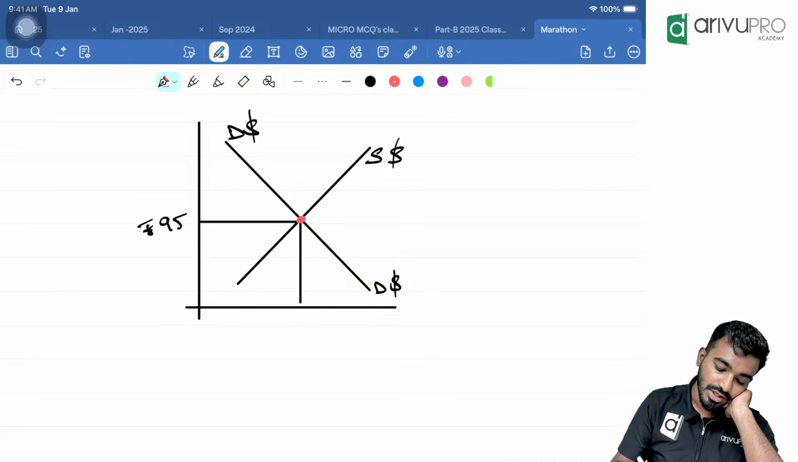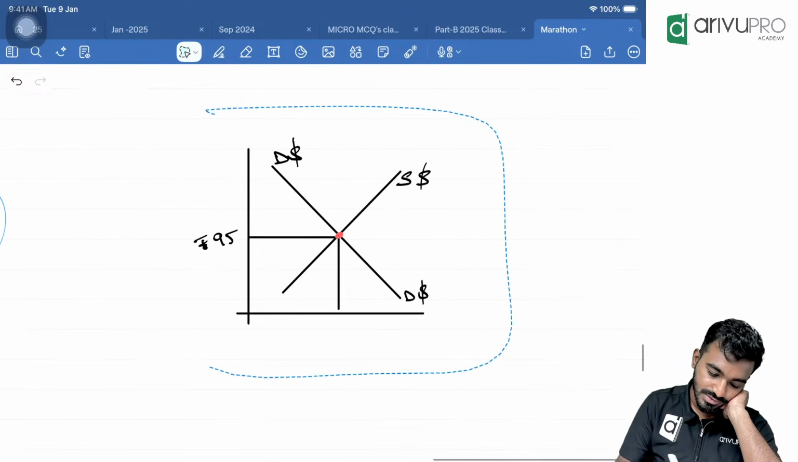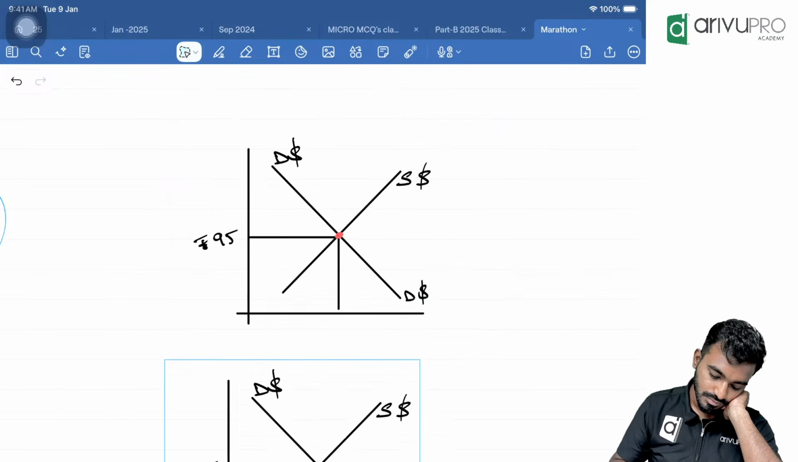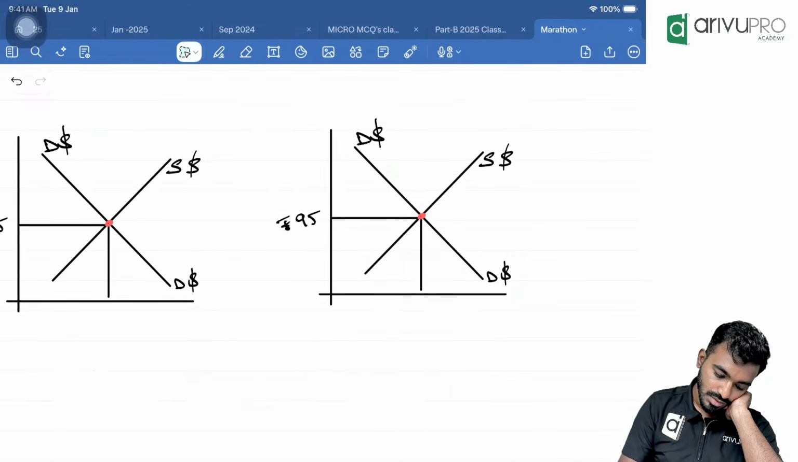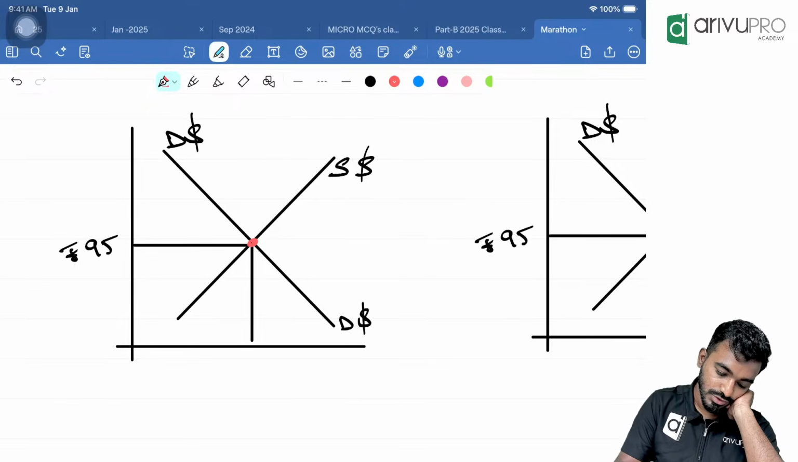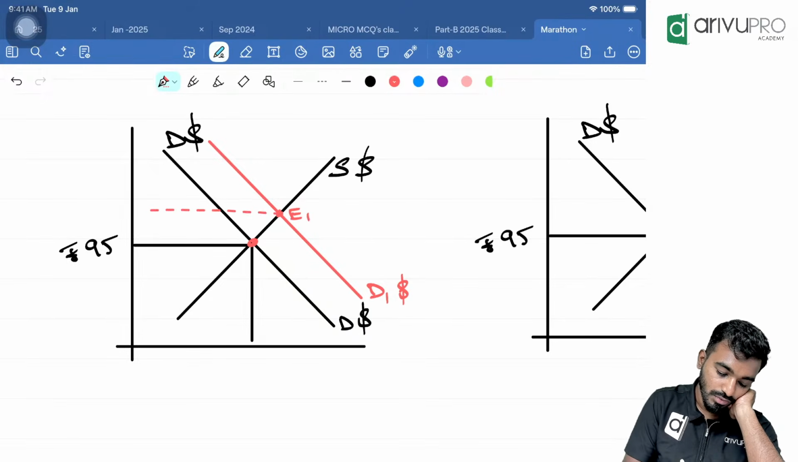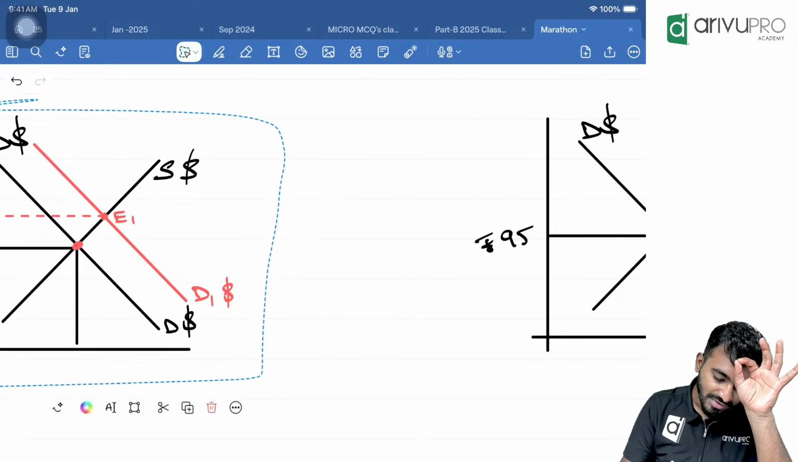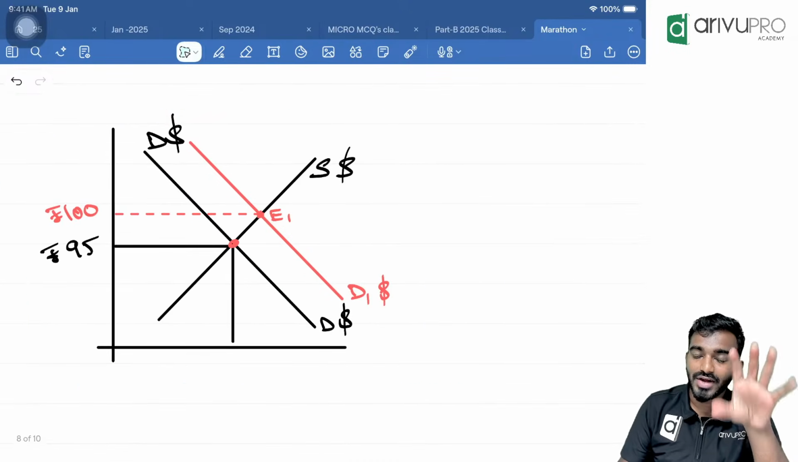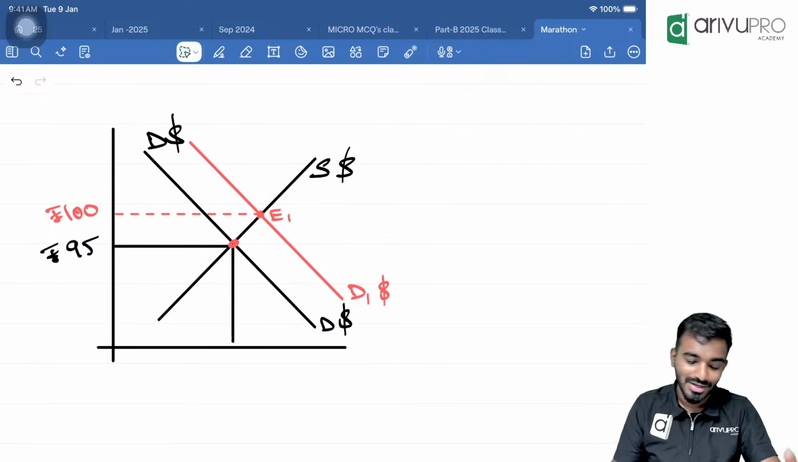Suppose the demand for dollar is increasing. So there will be a new line towards the right side. This is the new D1 of dollar. This is the new equilibrium E1. Now at the new equilibrium E1, observe the exchange value has gone up from 95. Let's say it has become 100. So what is the logic here? Logic is very simple. Whichever country's currency demand goes up, that country's currency gets appreciated. That is the shortcut.